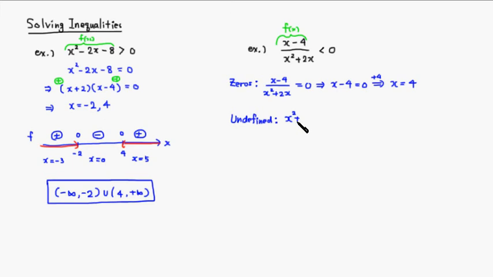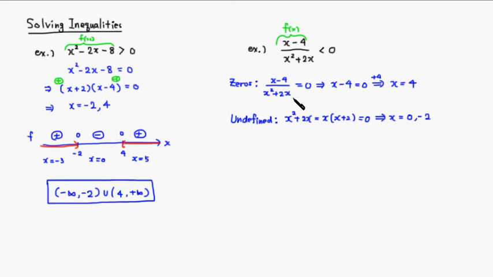So x squared plus 2x, and factor out x, and you have x times (x plus 2), and set that equal to 0. So you can see that x is going to be 0 from here, and negative 2. So the function is undefined when x equals 0 or x equals negative 2.